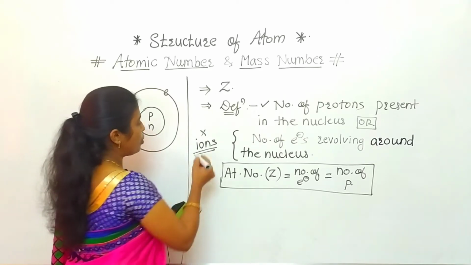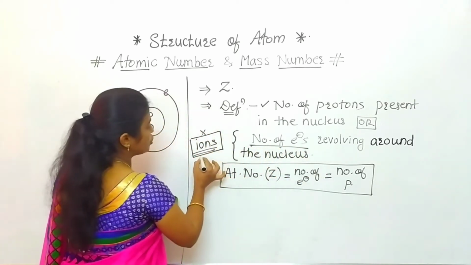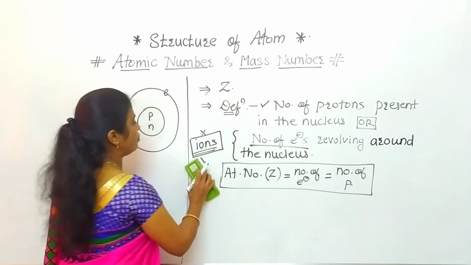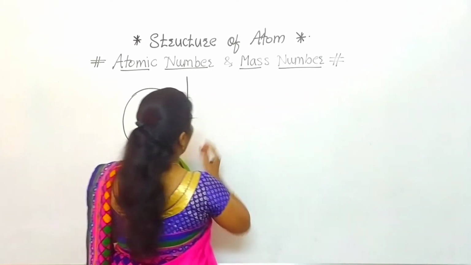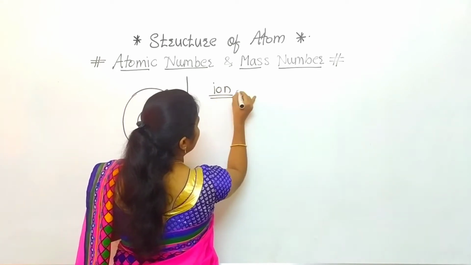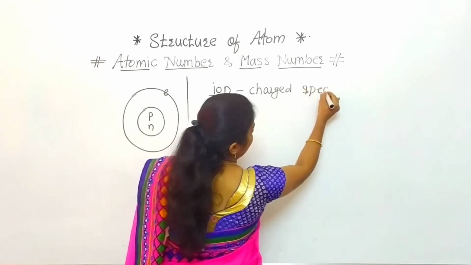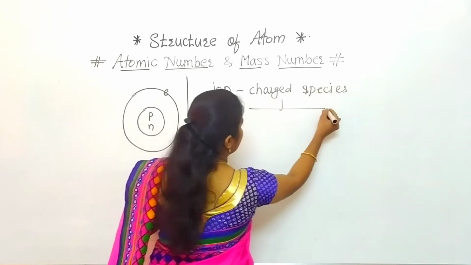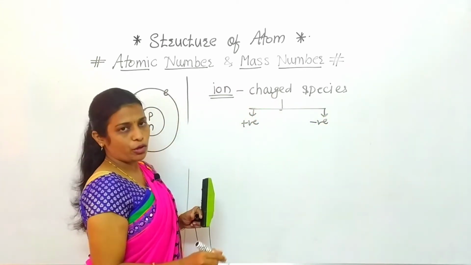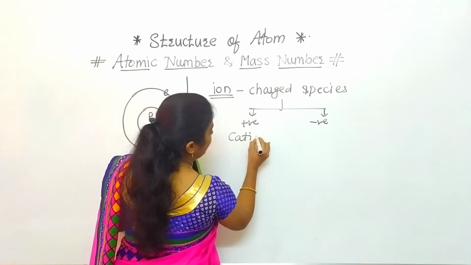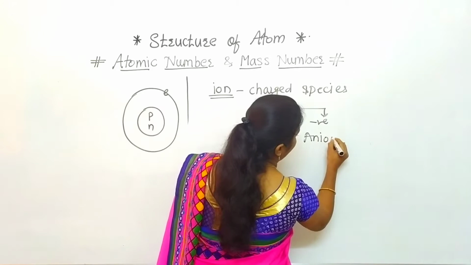Now I will tell you why the atomic number definition related to electrons is not correct for ions. What is meant by an ion? Ion is nothing but any charged species. The charge is either positive or negative. If the species carries a positive charge, it is called a cation, and if it carries a negative charge, it is called an anion.